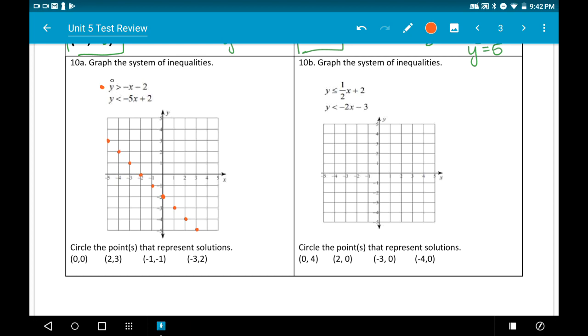Now if you notice here, we have an inequality, and these two will be a dotted line. But if it has that equal to line underneath it, it's a solid line. This first one does not have that equal to line, so I'm going to make a dotted line connecting these points. Just like that.